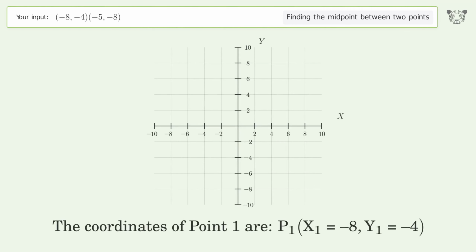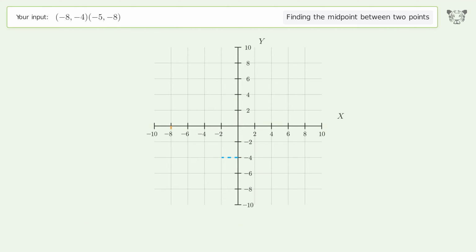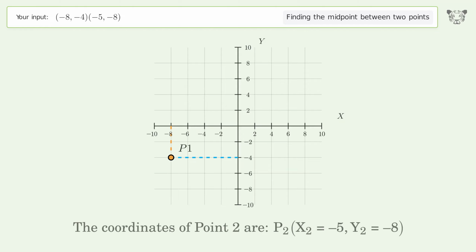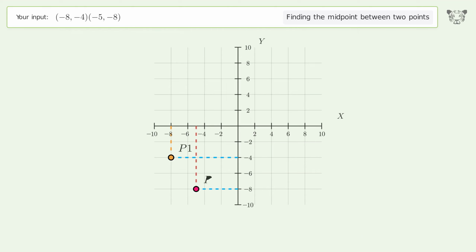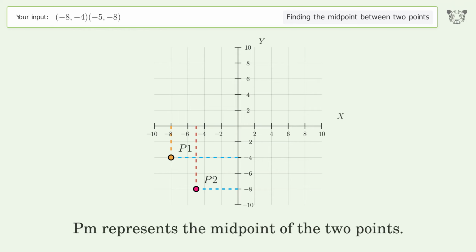The coordinates of point 1 are x1 equals -8, y1 equals -4. The coordinates of point 2 are x2 equals -5, y2 equals -8. PM represents the midpoint of the 2 points.